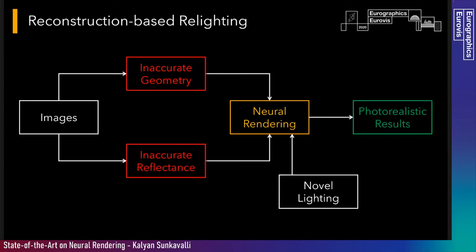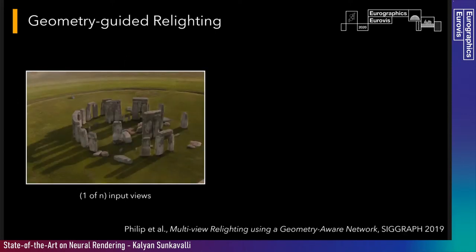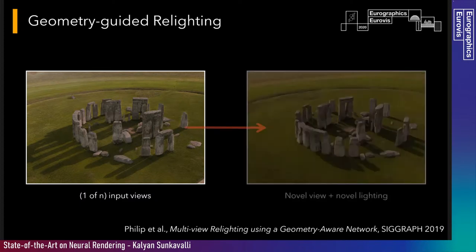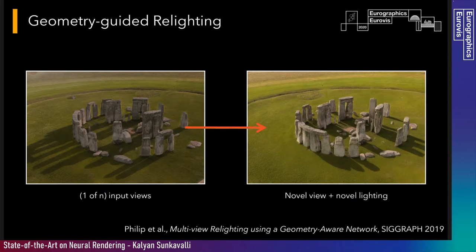And Sean already showed you a few examples of the kind of things you can do with these methods. But I wanted to show you another method in this space, in the context of relighting, which is the work of Philip et al., who take multiple images of an outdoor scene, shot from multiple viewpoints, and from that can re-render that scene both under a novel view and under novel outdoor lighting conditions.